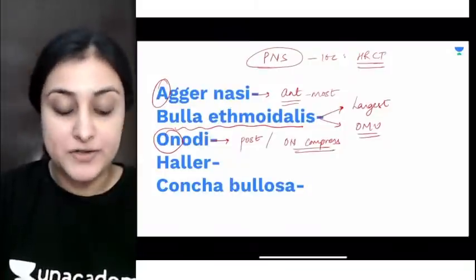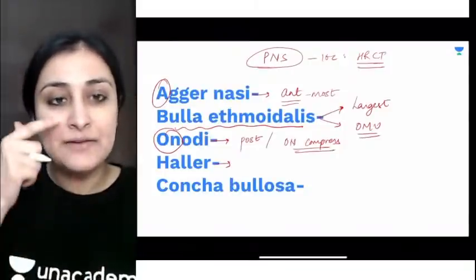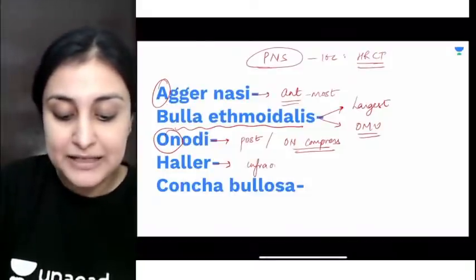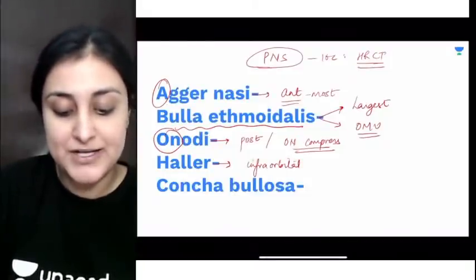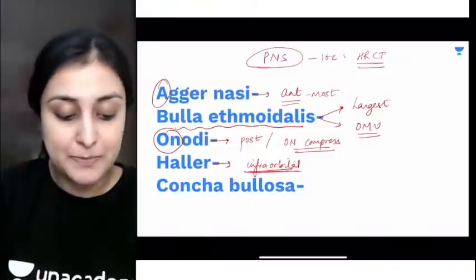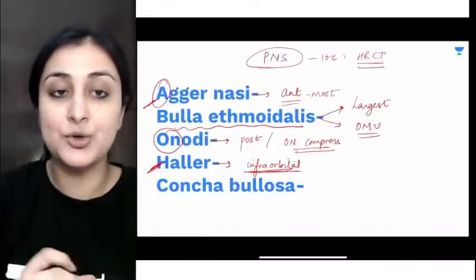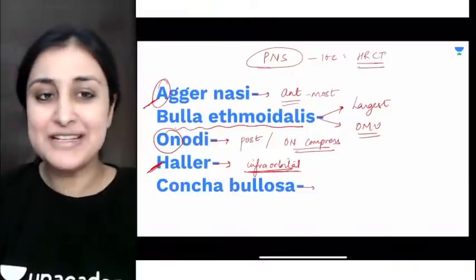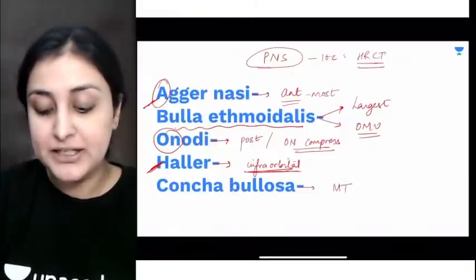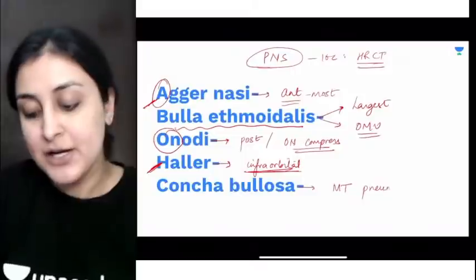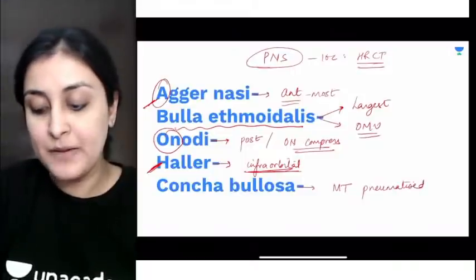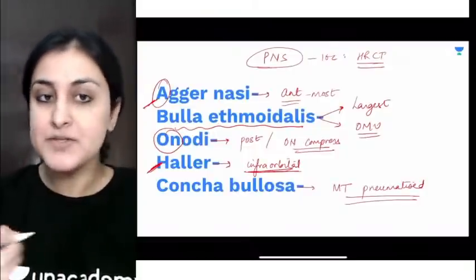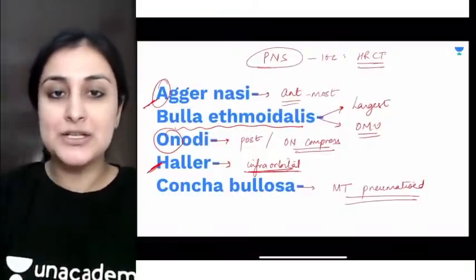That is the importance. Haller का एक ही line, where is it located? Infraorbital, right? So this is going to be the infraorbital air cell. A lot of times I've seen you guys mix up Haller and agar nasi. Today you'll learn how not to mix them up. Concha bullosa क्या होता है? Just an anatomical variant wherein the middle turbinate is pneumatized. Normally the middle turbinate is a bone, but when it also has air, when it's pneumatized, correct, it becomes concha bullosa. Cool. So these are the one liners.